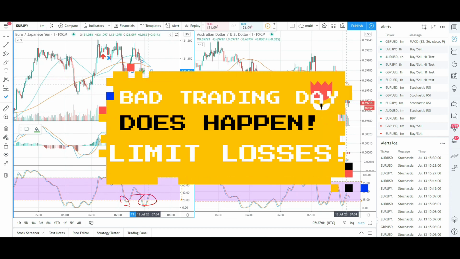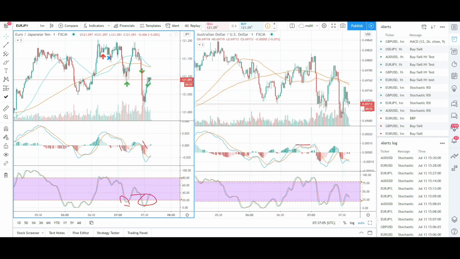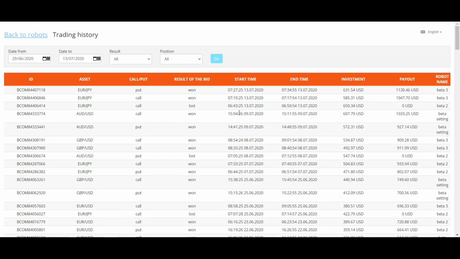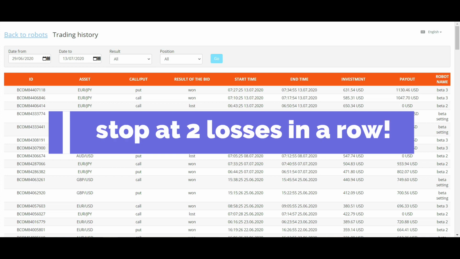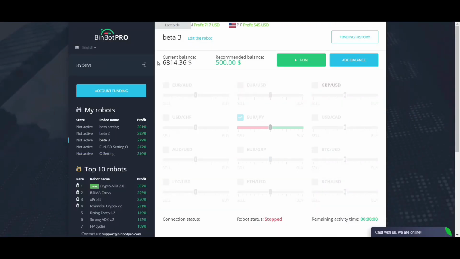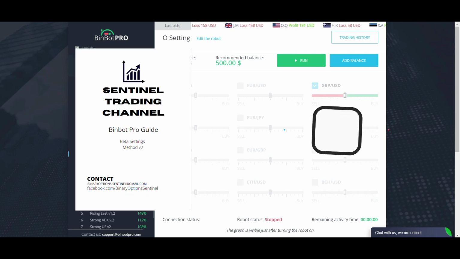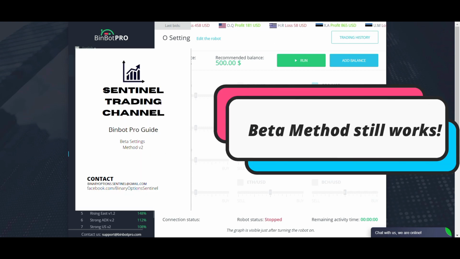So the best thing to do on a very bad day is to stop trading and trade a little bit differently. So in my situation, if I lose 2 trades in a row in Binbot Pro, I will just focus more on my manual trading, and that's typically how I trade on a daily basis. Okay, alright guys, so those are a few of the latest trades that I've taken so far with the Binbot Pro trading software. Pretty much the beta method V2 can work, but I just have to trade very carefully.